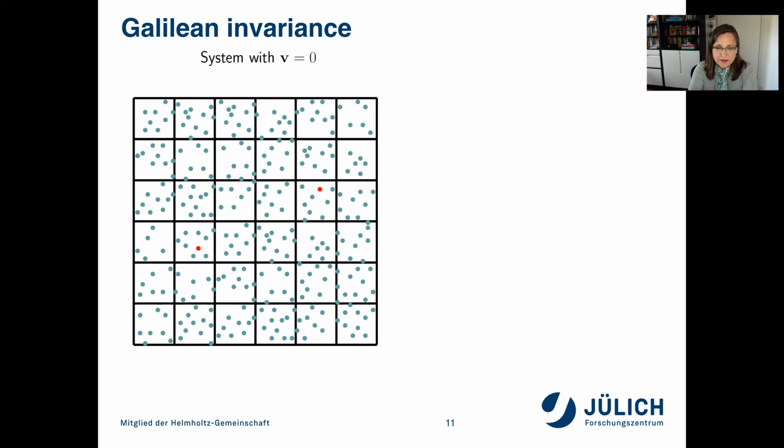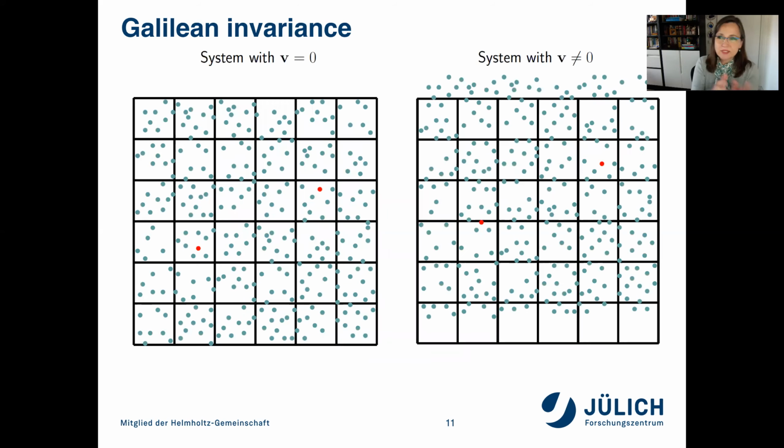So Galilean invariance, as you know, is that a system which is at rest and a system which is moving at a certain constant velocity have to be exactly the same. This is what you need by Galilean invariance. But here you see that I've highlighted 2 particles in red, and the environment that you have in the system at rest and the environment in the moving system is not exactly the same.